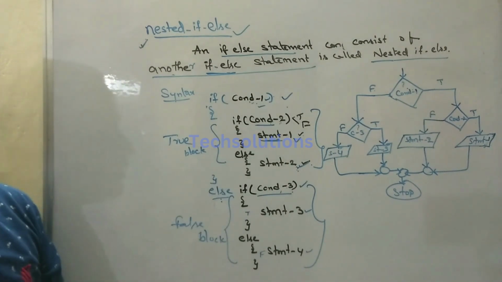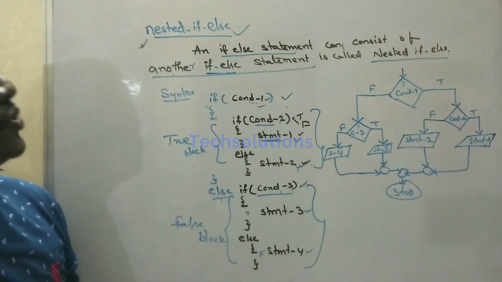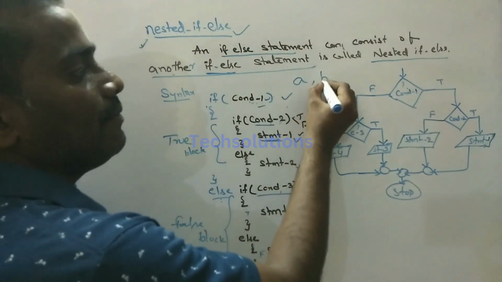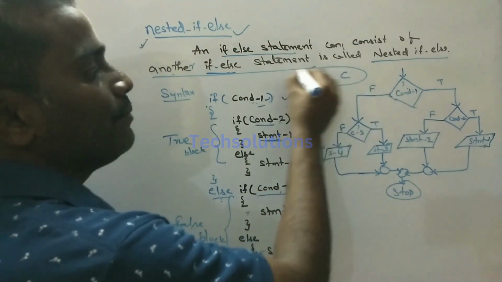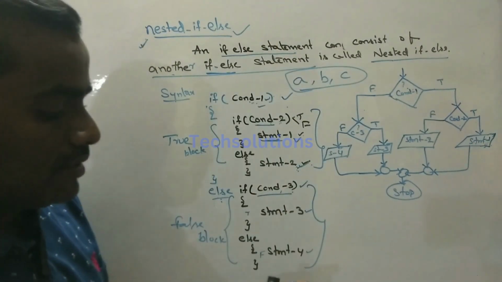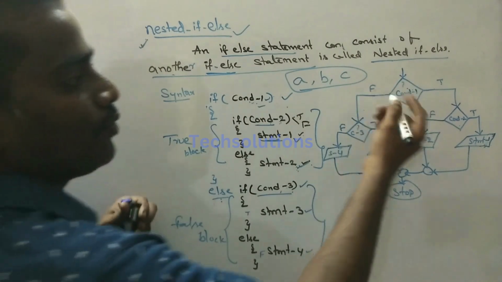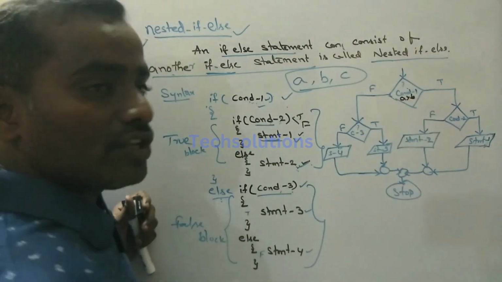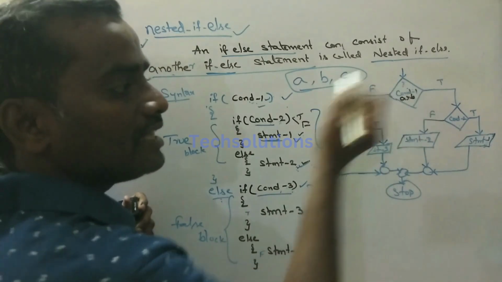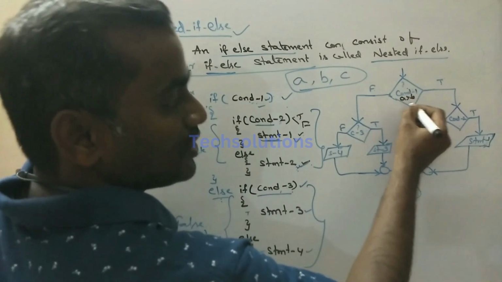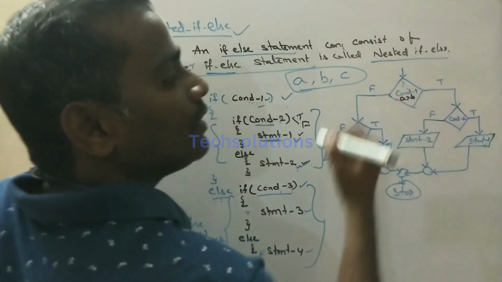Are you clear? The best example you can choose for the nested if else is to find the biggest of 3 numbers A, B, C. Among these 3 numbers, which one is the biggest? You have to substitute the same here. I put the first condition A greater than B. A greater than B means you assume A is bigger than B. Then if it is true, I can go to condition 2.